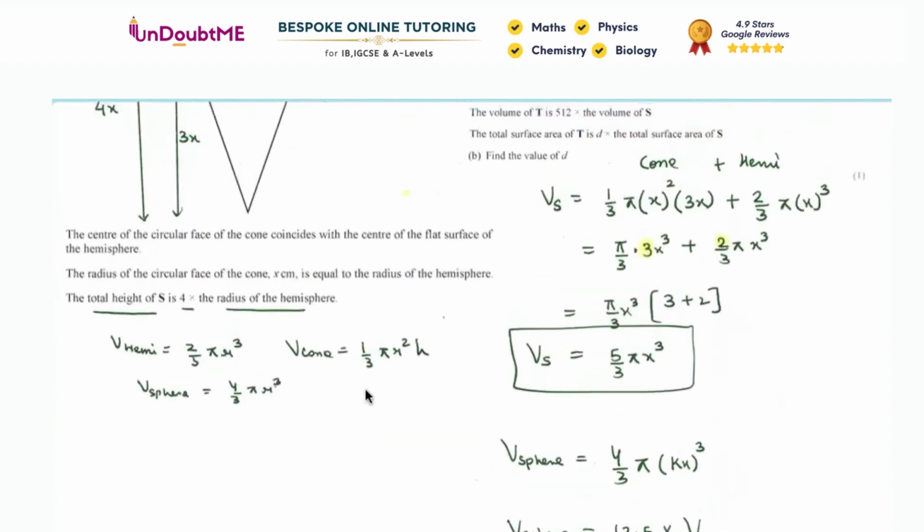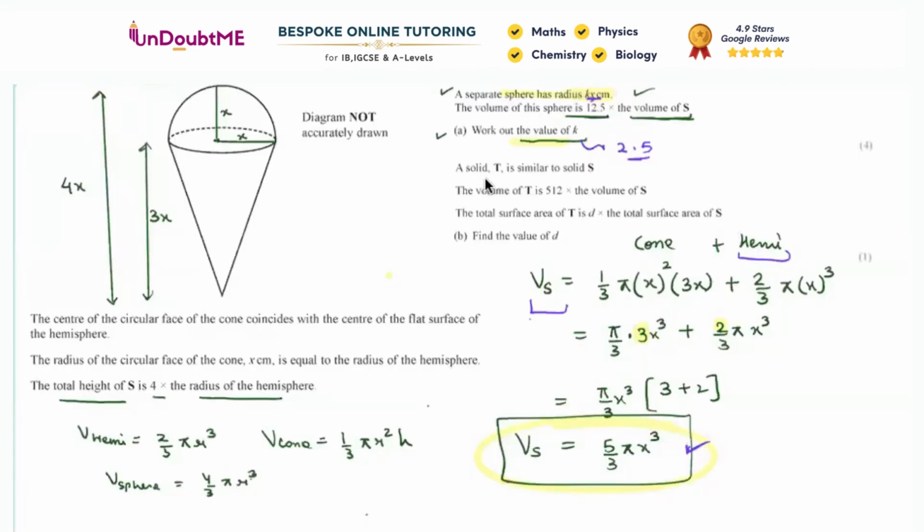So once again, I'll give you a full review of the question, and if there is any doubt, ask. Solid T is similar to solid S. The volume of T is 512 times the volume of S. Total surface area of T is D times the total surface area of S. Find the value of D.